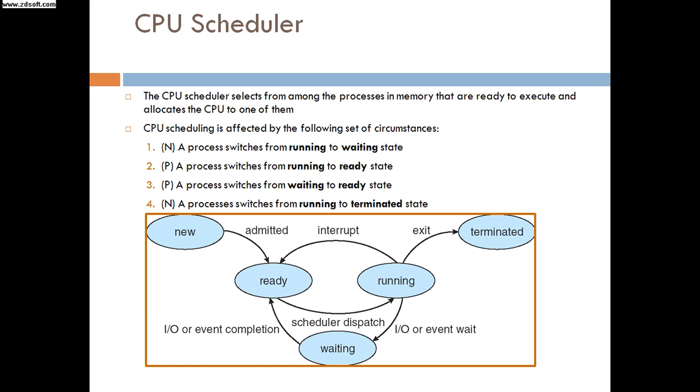With this process state diagram, you can explain preemptive and non-preemptive scheduling. A process switches from running to waiting state, and a process switches from running to terminated state. These come under non-preemptive scheduling. And a process switches from running state to ready state, and a process switches from waiting to ready state. Eventually, if it leads to the ready state, then it is said to be preemptive.